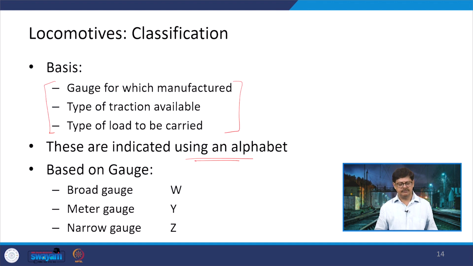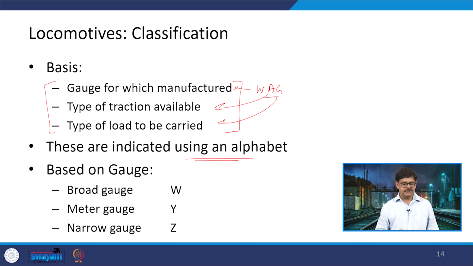So they are all three. So they all are governed here. WAG, if I say, that means the first one is going to be the gauge, the second one is going to be the traction, and the third one is going to be the type of the load which is going to be carried.